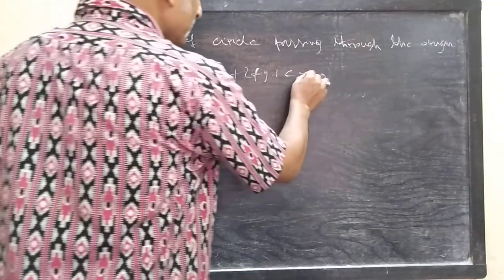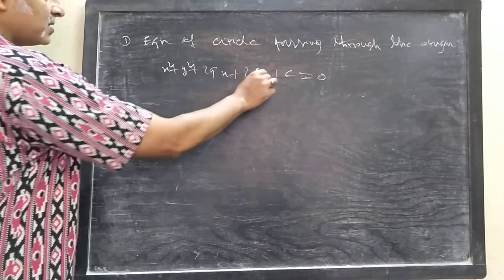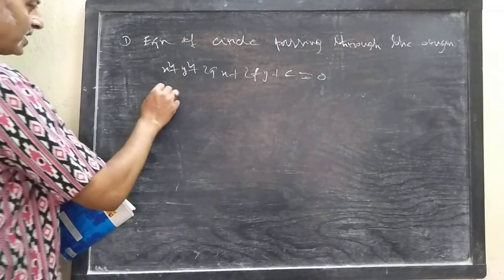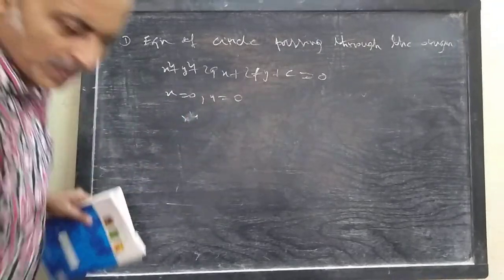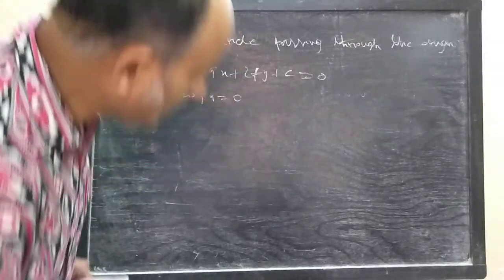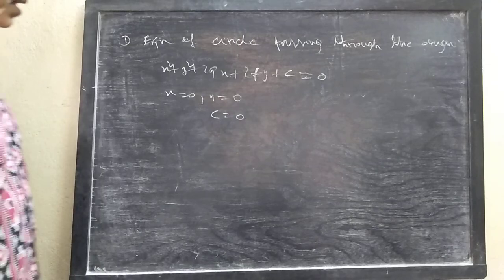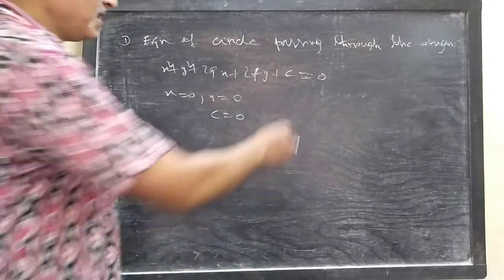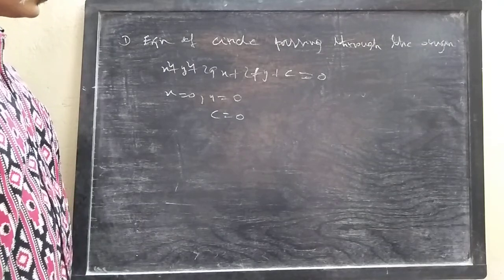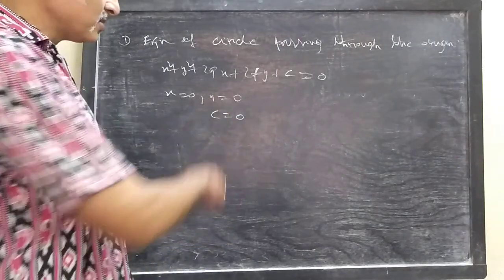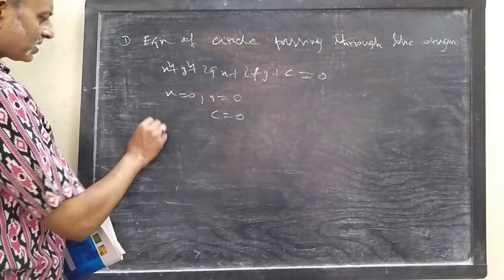Now if this circle passes through the origin, then obviously x equals 0 and y equals 0 must satisfy the equation. So putting x equals 0 and y equals 0, we get c equals 0. So when a circle passes through the origin, there will be no constant term in the equation. So the condition for a circle to pass through the origin is its constant term must be absent, that is c equals 0.